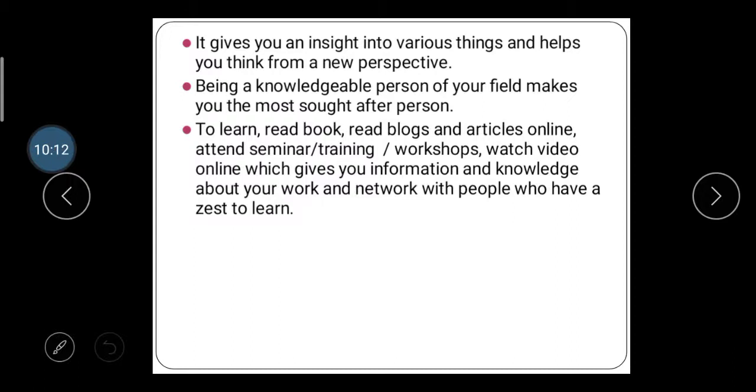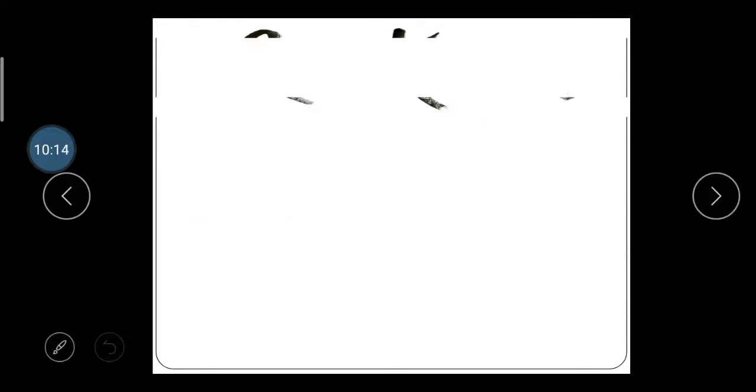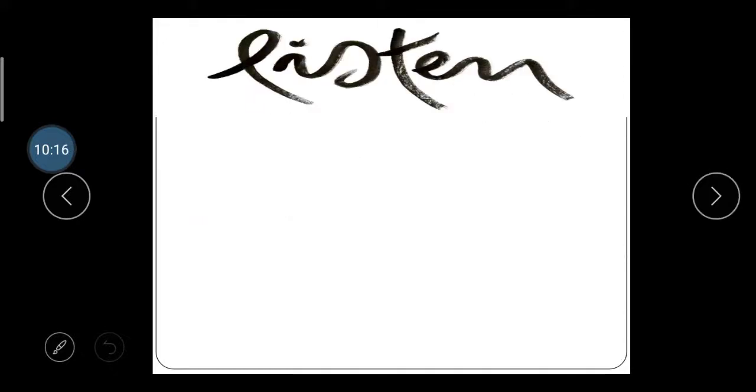Then after, the third one is listening. In the first unit we learned that listening is a very important skill. If you do not listen to a person's view, then you cannot give the right information, and you cannot take the right decision. So listening is a very important skill, and you have to practice it.